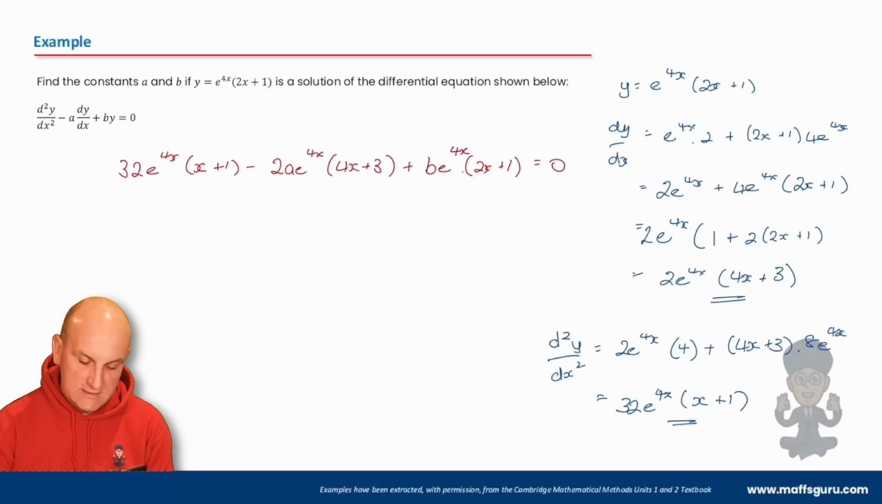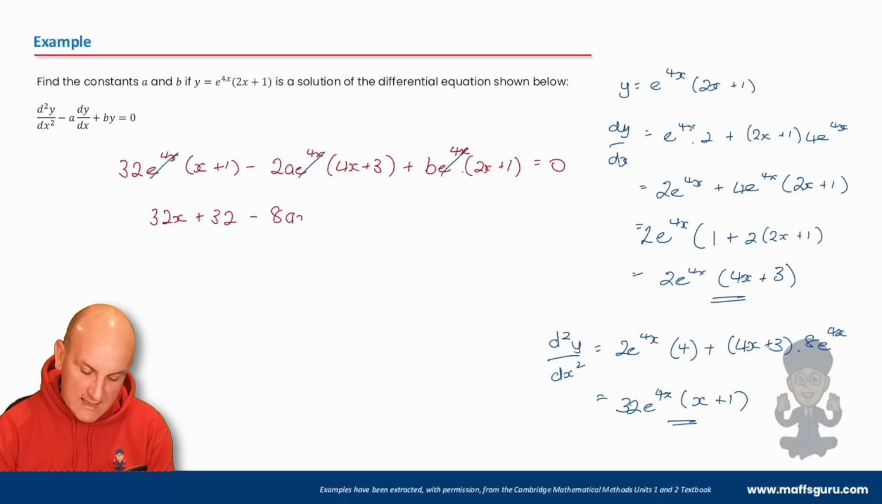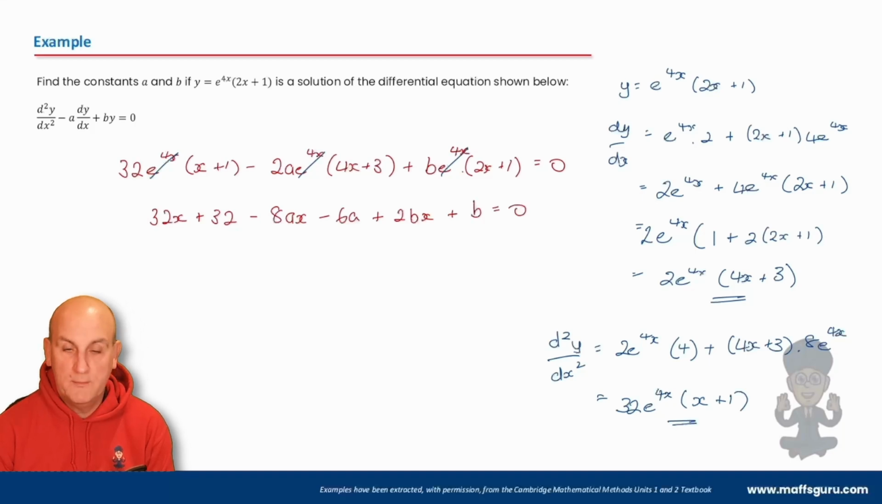What can we do now? Well, we can cancel all of those e to the 4x's. So write that out a little bit simpler. We're going to have 32x plus 32 minus 2a times 4x, which is minus 8ax. And that's going to give me minus 6a plus 2bx plus b is equal to 0.